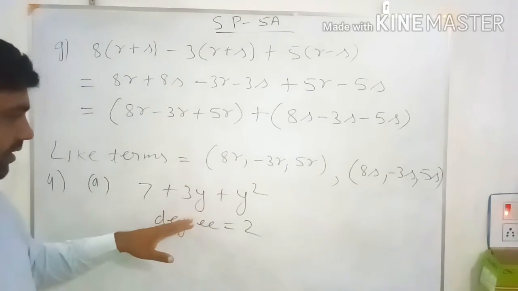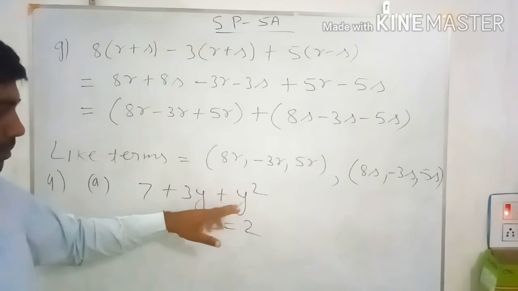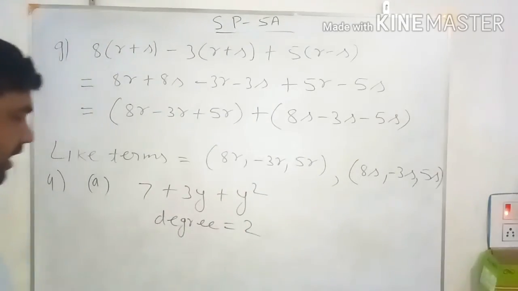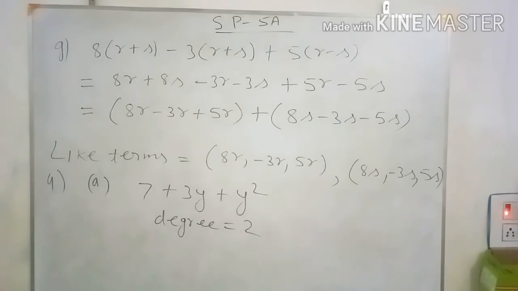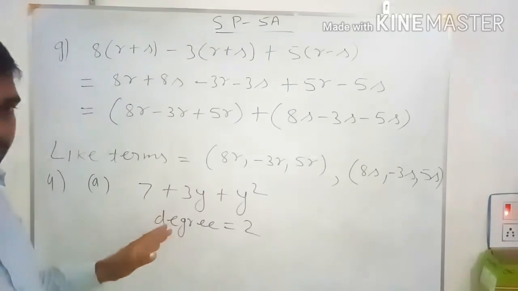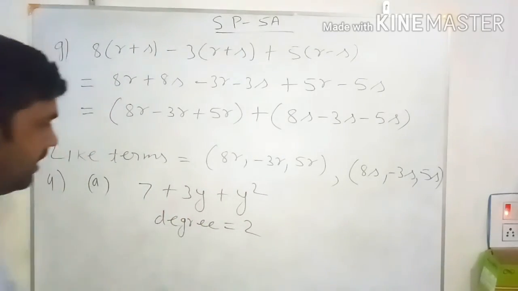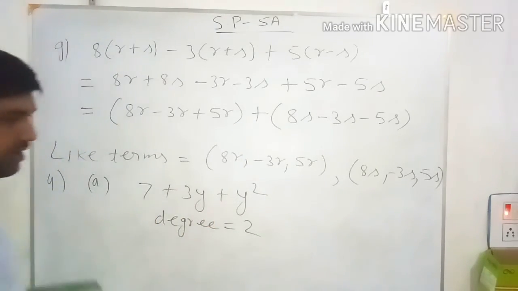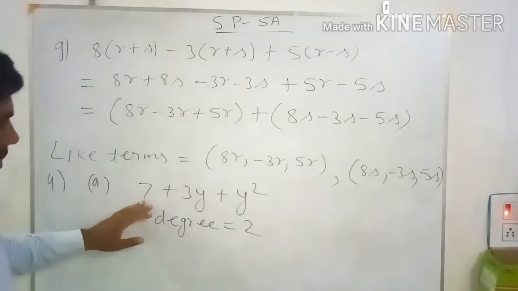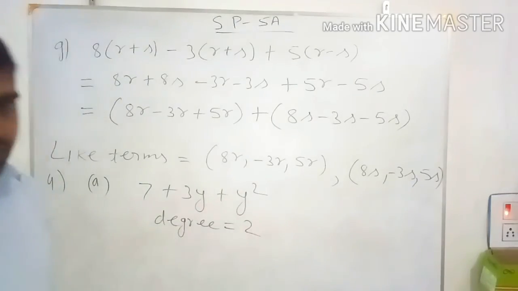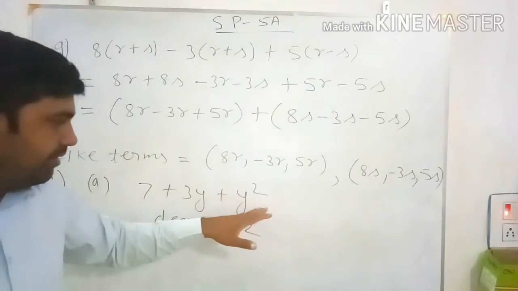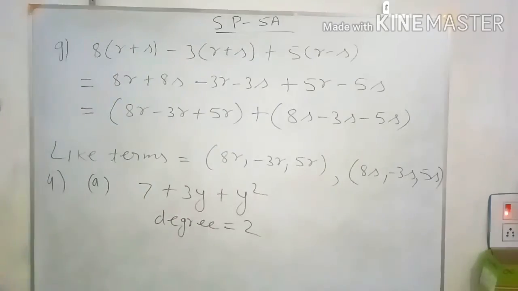Whatever the maximum power in a polynomial, that you find as the index over any variable, that is called the degree of the polynomial. So here you have to find the degree of each term of the polynomial. The degree of y square is 2, this is 1 and this is 0. The degree of a constant term is always 0. So the maximum power is of the term y square, that is 2. So the maximum degree of a term is called the degree of the polynomial.